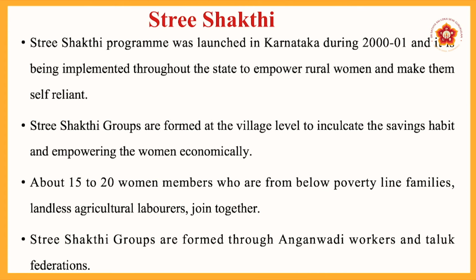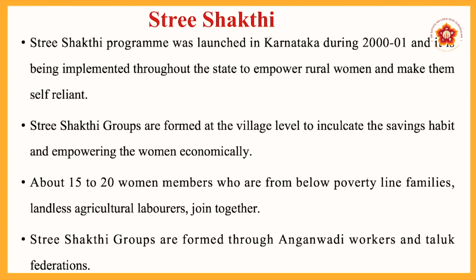So, what happens? Poor women come together and they pool in some money. About 15 to 20 women members who are from BPL, that is below poverty line, and agricultural laborers can come together, pool in the money and create their own account to help each other. Stri Shakti groups are formed through Anganwadi workers and Taluk federations. These people, who are below the poverty line, come together for each other's help, pooling in the money and lending it to the people of the group who need it at that time.